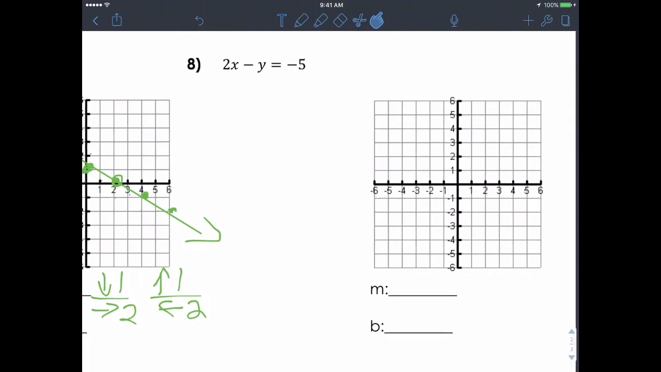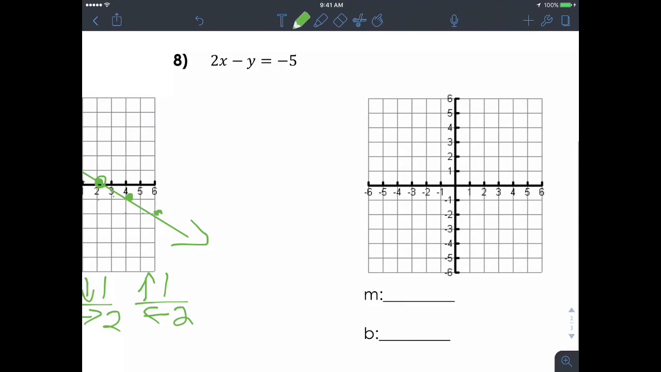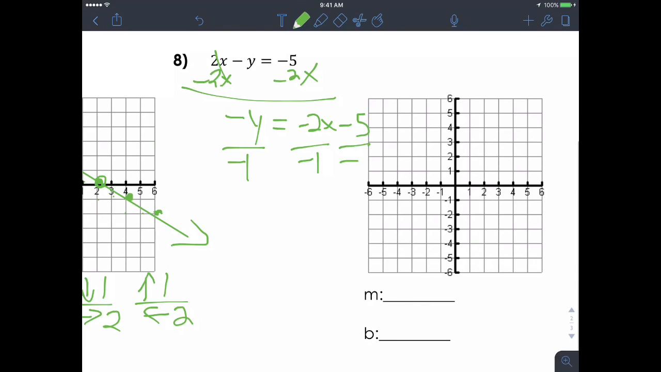All right, now for number 8, let's go ahead and get y by itself. So the first thing I'm going to do here is subtract 2x from both sides. The 2x's will cancel over here, and then you get negative y equals negative 2x minus 5. Again, you do not put those together because they're not like terms, and just put the x in front. Now, to get y by itself, we have to divide by negative 1. All right, so all these negatives will turn positive. So we get y equals 2x plus 5.